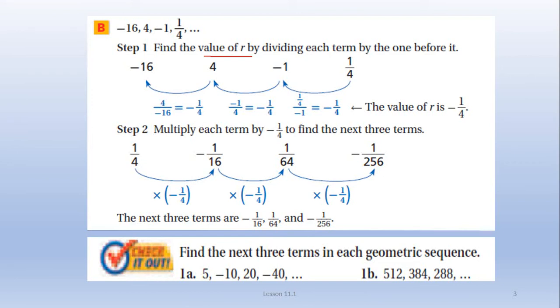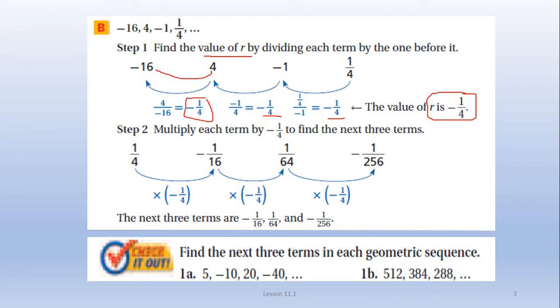So if you divide 4 by negative 16, we will get negative 1 over 4. Also, if we divide negative 1 by 4, we will get negative 1 over 4. And 1 over 4 divided by negative 1 also gives negative 1 over 4. So the common ratio r here is negative 1 over 4, and it is a geometric sequence.